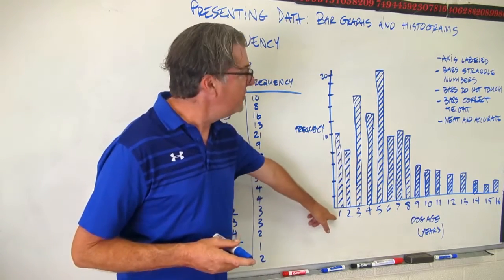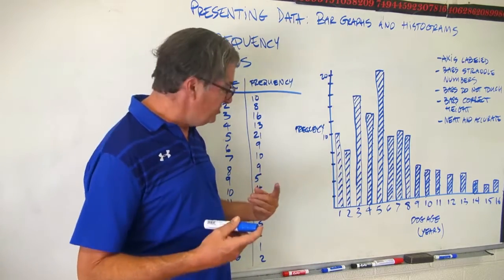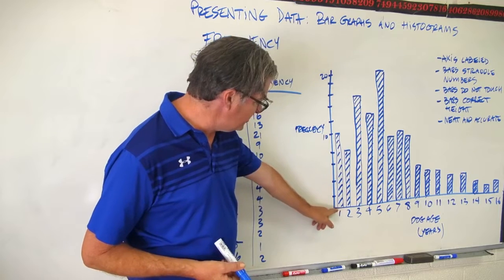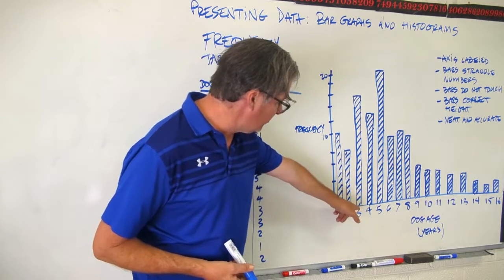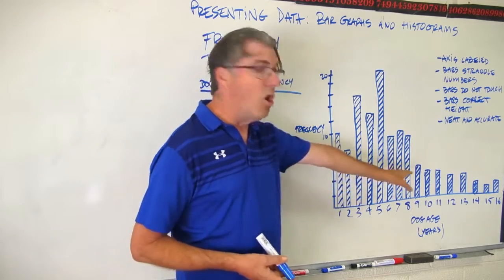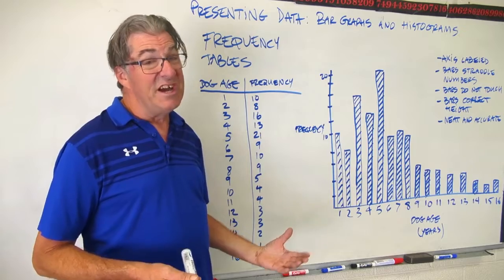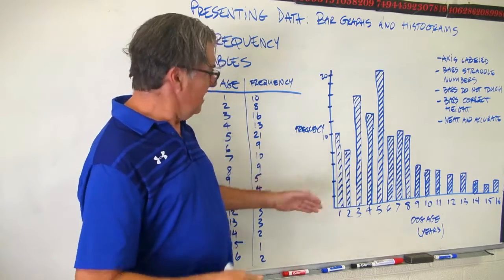So bars straddle the numbers. Another way to say that is that they don't touch each other. Notice how the bar is straddling the 1 or the 2 or the 3. The number is directly below the middle of the bar, and the bars don't touch. Important, important, important: make the bars the correct height. Don't just wing it. Actually take a look.